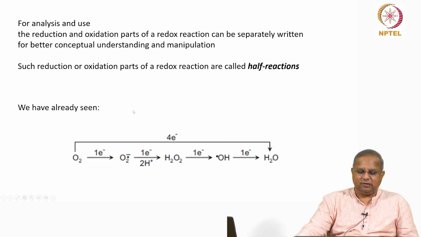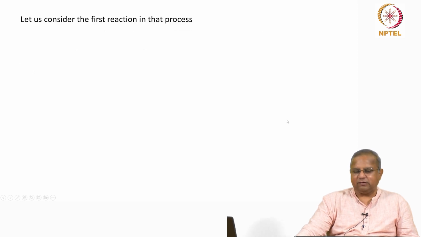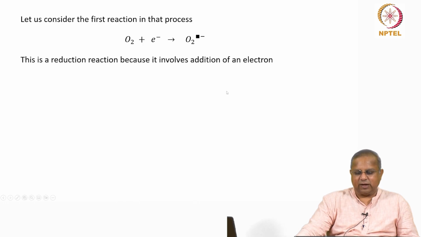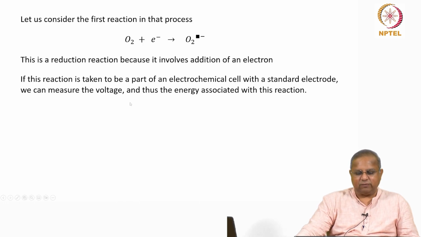And we have already seen this set of reactions, which involve oxygen going to water after 4 electron reduction through superoxide, hydrogen peroxide, hydroxyl and water. So, we will take one of those reactions. Let us consider the first reaction written separately: oxygen getting reduced, electron addition giving you superoxide. Here it is a reduction reaction because it involves addition of an electron.